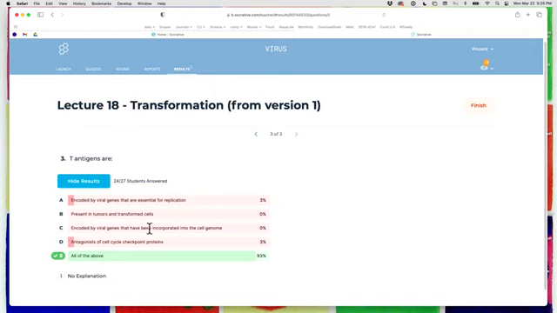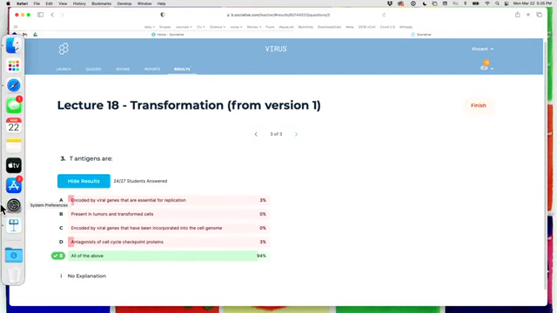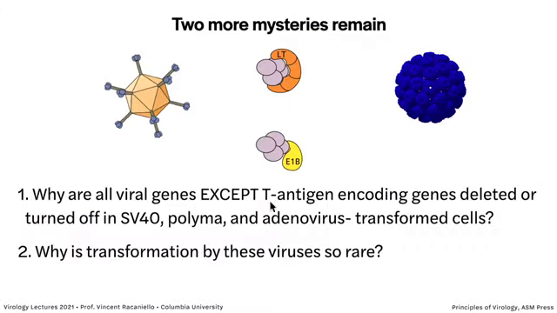They're encoded by genes that have been incorporated. Remember, they're the only viral genes that are incorporated into the cells of transformed cells and tumors. And they're cell cycle checkpoint antagonists. Why are all viral genes gone except for the T antigens? What's the purpose of that? And why is transformation so rare?